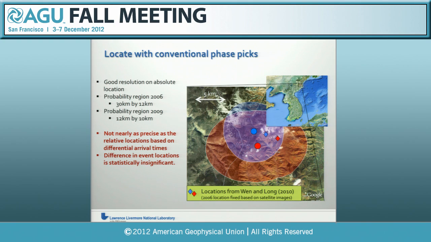What I've plotted here, again, blue is 2009, red is 2006. And these diamonds here are the locations from Wen and Long, where they did a relative relocation and then they fixed the 2006 event at a position based on satellite imagery. So theirs is not purely a seismic location. But just using absolute time picks, we can get pretty good locations. There's a 5-kilometer bar here. The relative positions aren't the best, and importantly, if we look at those uncertainty regions around this, they're pretty big, and statistically you can't distinguish whether they are individual events or not.